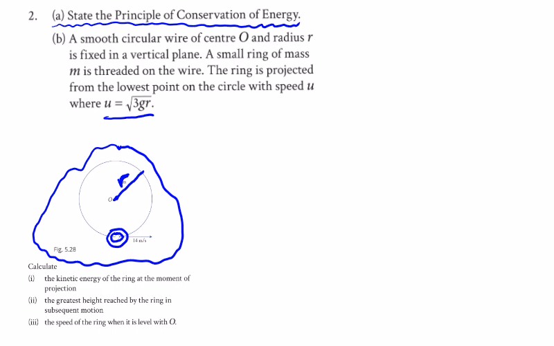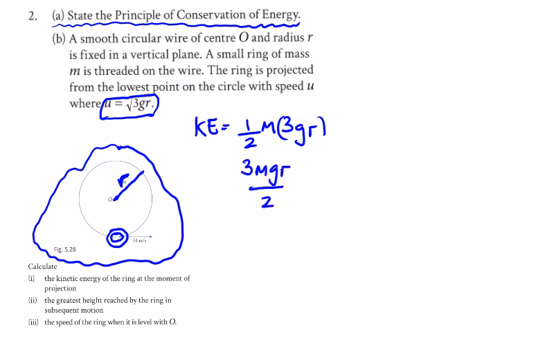Okay, let's look. Kinetic energy is a half mv squared. A half m, we're just given as m, by v squared, which will be, this guy to be squared will just be 3gr. So that's going to be 3mgr over 2 for kinetic energy. Then we're asked for the greatest height reached by the ring in subsequent motion. Okay, let's have a look at the greatest height.